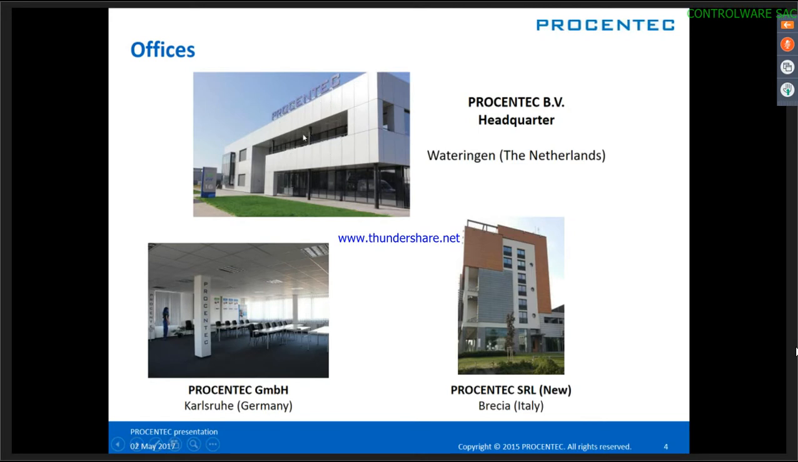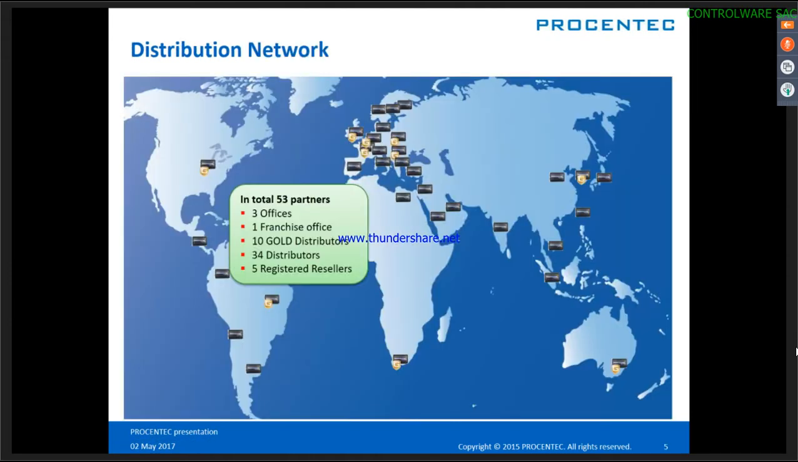This is our office. We have a sales office and support office in Karlsruhe in Germany. And this is our office in Italy. And we have a global distribution network of dedicated distributors who sell our products locally in all regions of the world. They can also support our products. So wherever you are, or wherever your end user end customer is, there's always a distributor with knowledge supporting you.